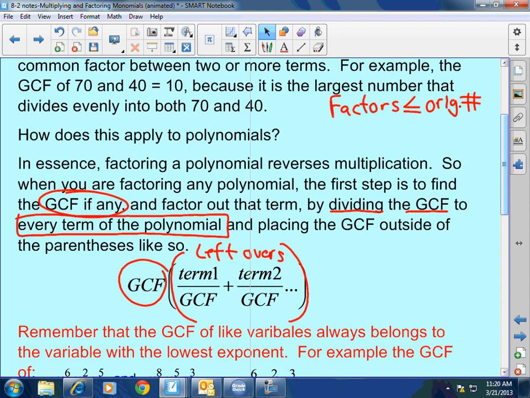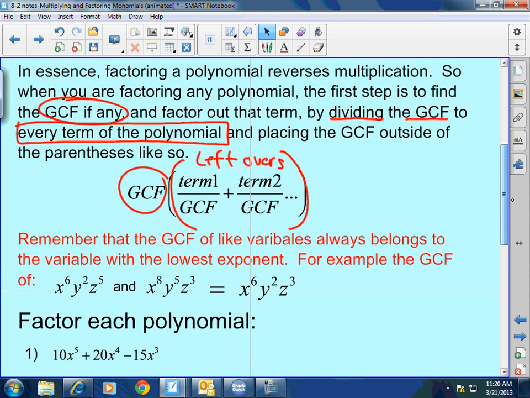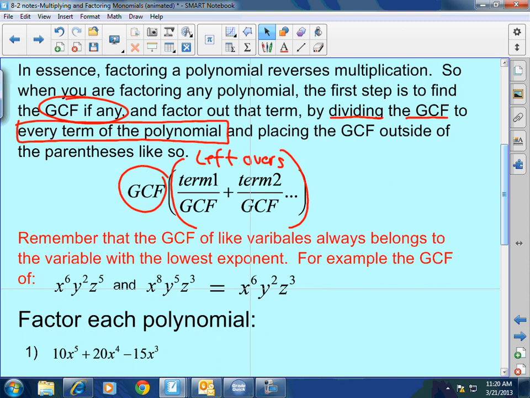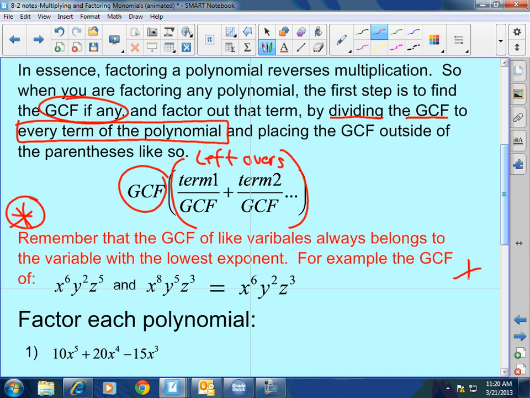Okay? Now, finding the GCF of numbers is pretty simple. You've been doing that since like 4th grade. However, when you want to find the GCF, please listen to this, guys. Please, please, please. When you want to find the GCF of a variable, pay attention. The GCF of like variables always belongs to the variable with the lowest exponent.